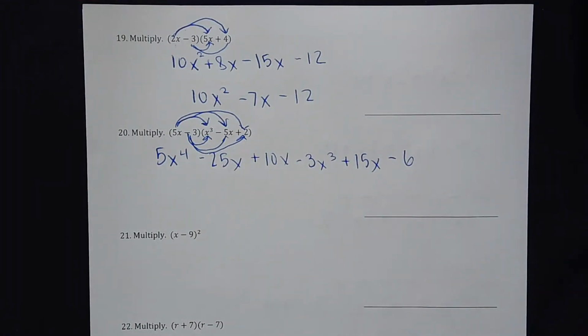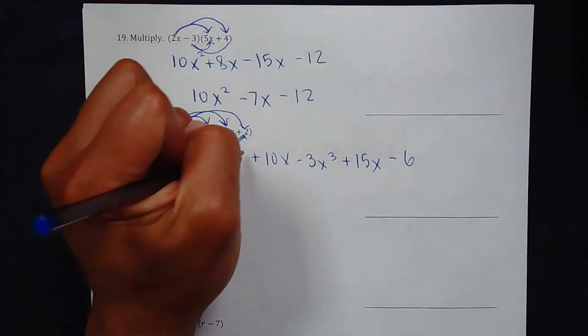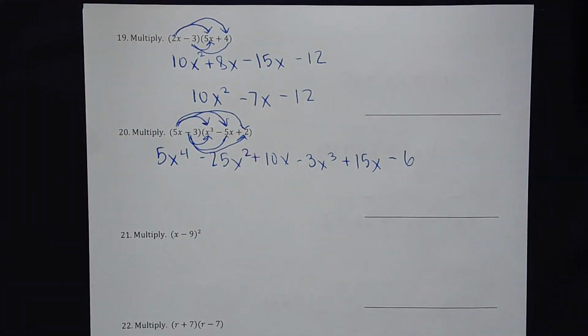All right, so simplifying like terms. Let's see, what can we simplify? I made the same mistake again. I apologize. Negative 25x squared. That's 10x. Did I do that correctly? Yep. Negative 3x cubed. 15x. Okay, nice. Sorry, just checking my math.